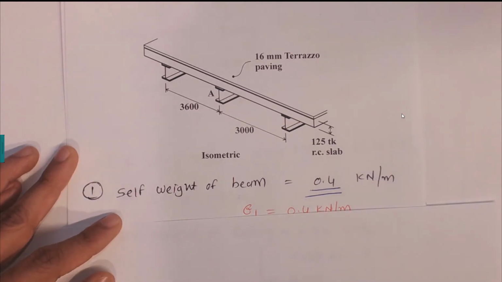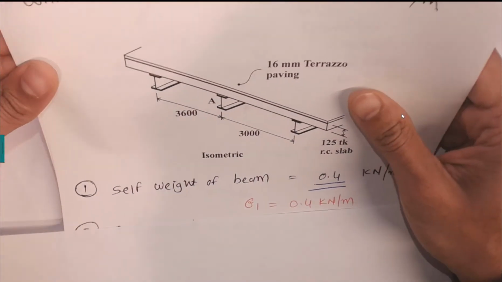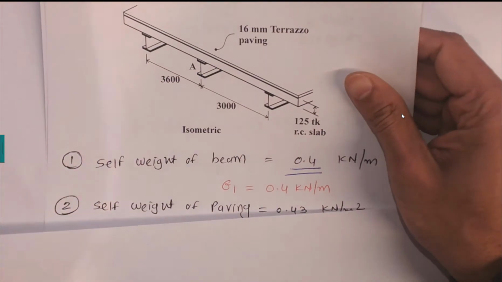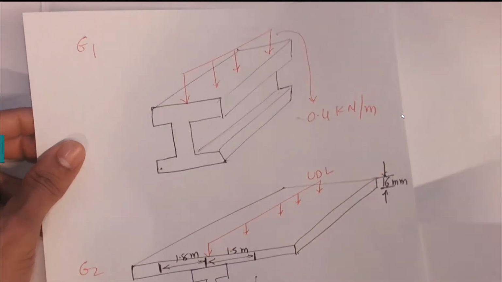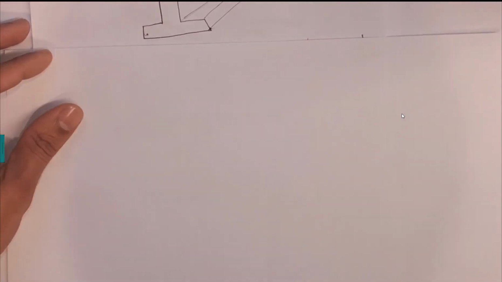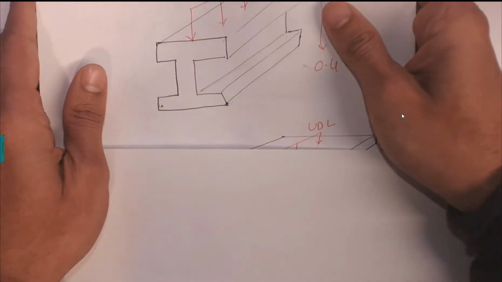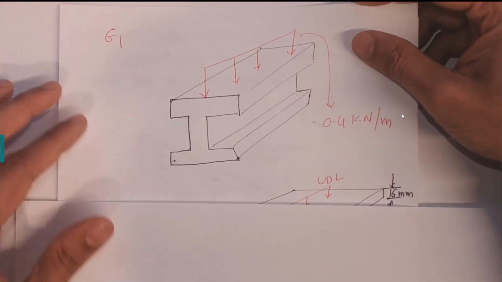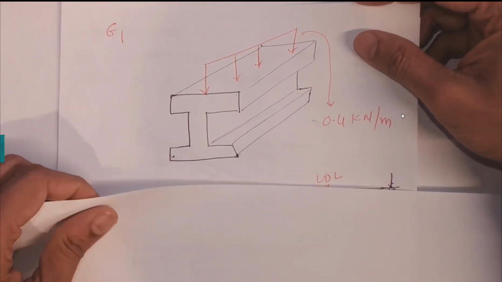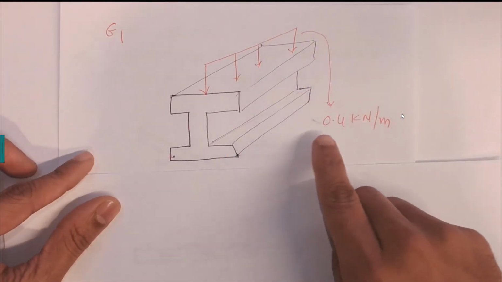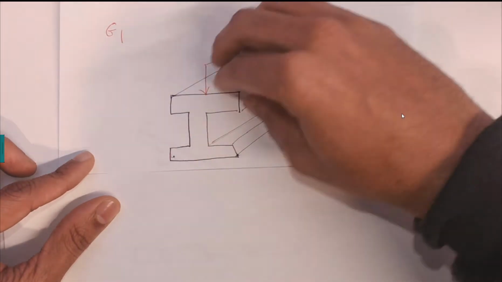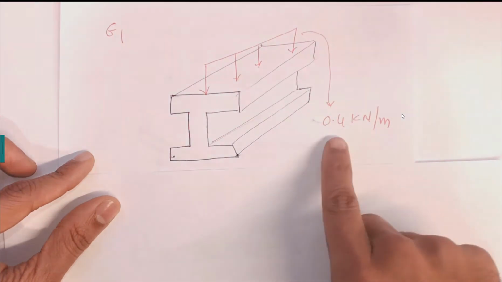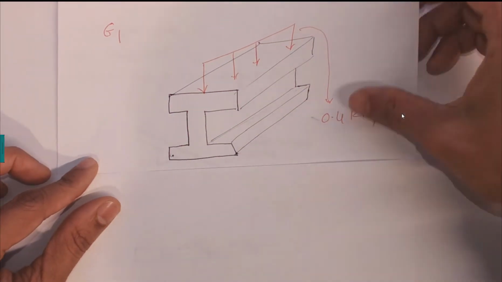If I show this in a three-dimensional picture, if I just draw the individual steel beam here, this individual steel beam has a self weight, and the weight of this one creates the uniformly distributed load on the beam, so that is 0.4 kilonewton per meter. So that is the first one.